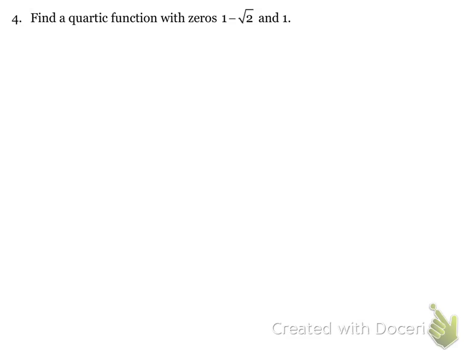Okay, so now we're going to find a quartic function, which implies, again, that we have a degree of 4 with zeros 1 minus root 2 and 1. So we don't have an imaginary number here, we have an irrational number.